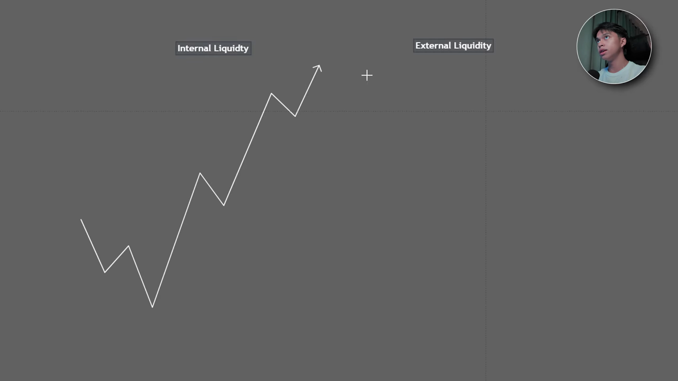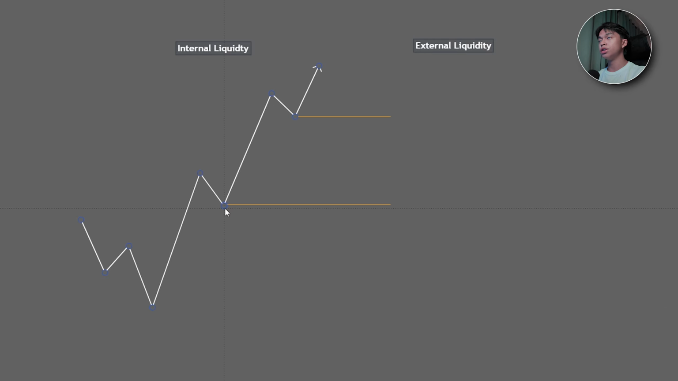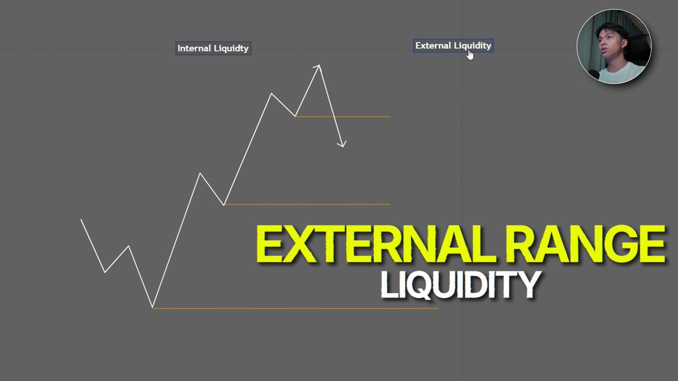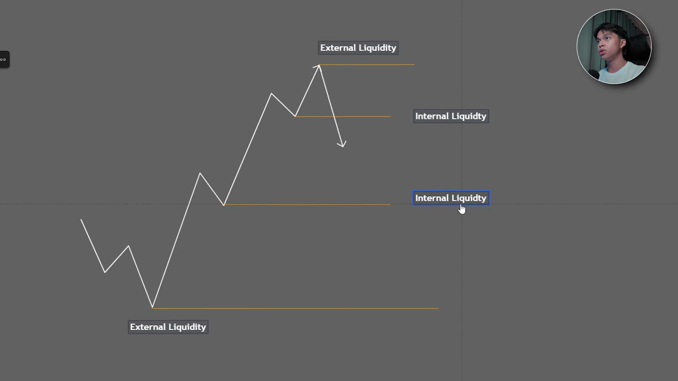If you have something like this, you should have an idea that everything in between here in the trend is what I like to call the internal range liquidity. So this is going to be internal. This is going to be internal, right? Now when the market pushes down to the downside, everything from this low is what I like to call the external liquidity. Everything above this high is what I like to call the external range liquidity. Everything in between is what you would look at as internal liquidity.